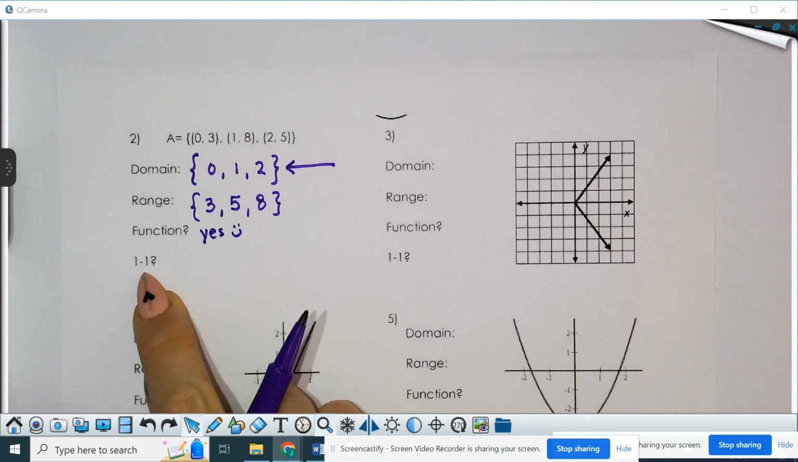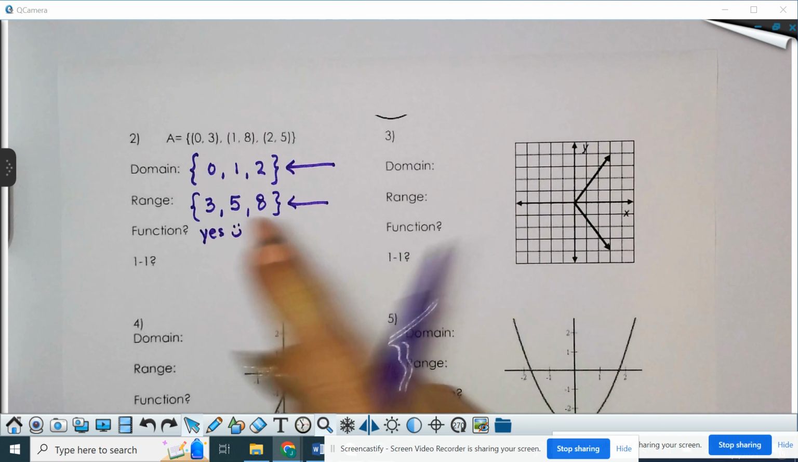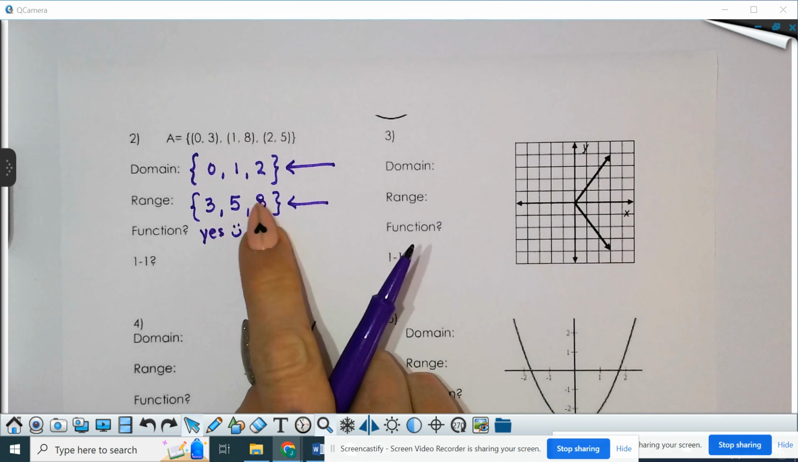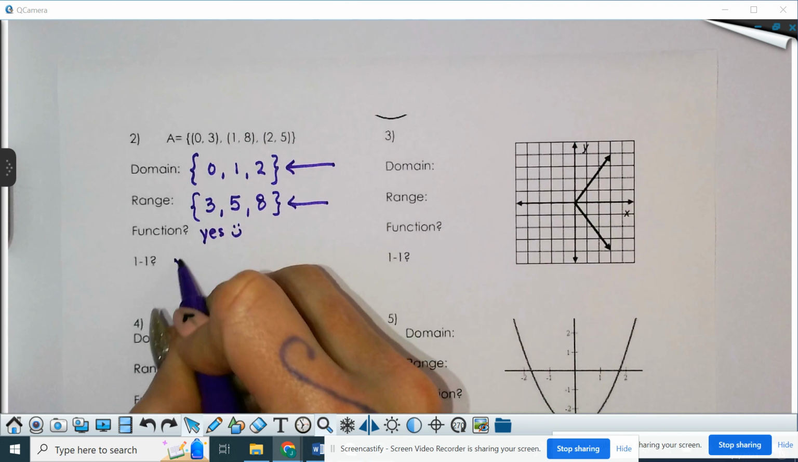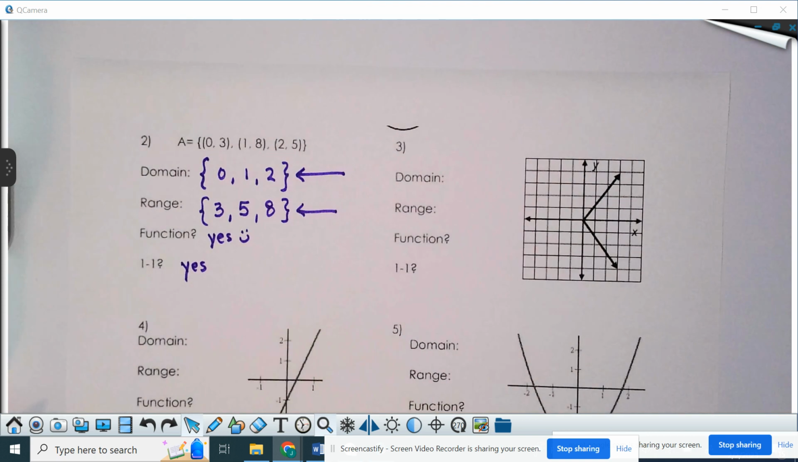Is it a one-to-one function? So does that mean the x values don't repeat and the y values don't repeat? That's 3, 5, 8. They do not repeat. So yes, it is a one-to-one function because x values and y values do not repeat.